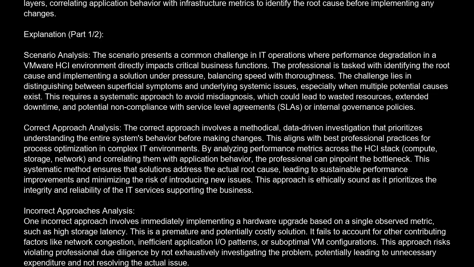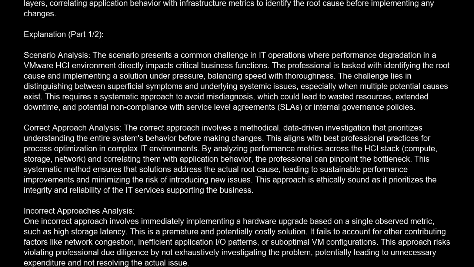The correct answer is C. Conduct a comprehensive performance analysis of the entire HCI stack, including compute, storage, and network layers, correlating application behavior with infrastructure metrics to identify the root cause before implementing any changes.